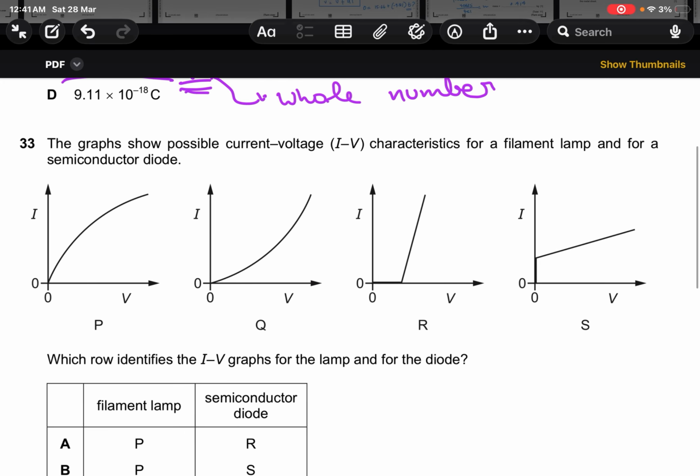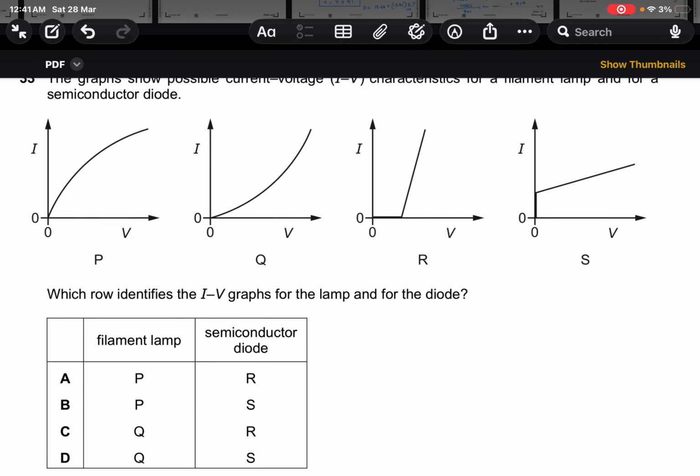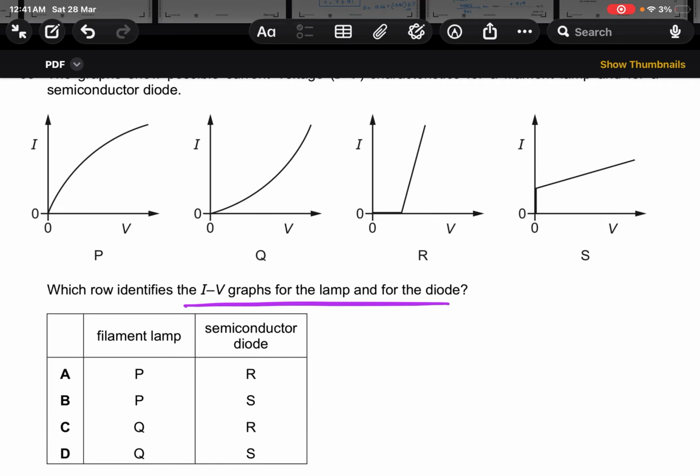The graph shows possible IV characteristics for a filament lamp and for a semiconductor diode. Which IV graph is for a lamp? You know a lamp is going to bend, so P is for the lamp, and for a diode, I guess that's simple. This R is for a diode because a diode allows current after a certain point. If it's forward bias, it's going to allow; if it's backward or negative bias, it's not going to allow. So it's option A.